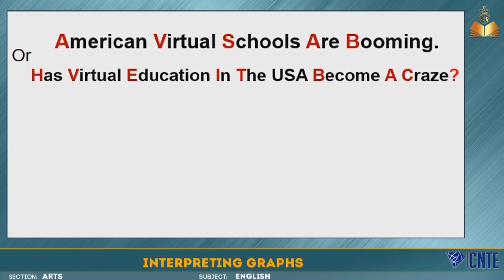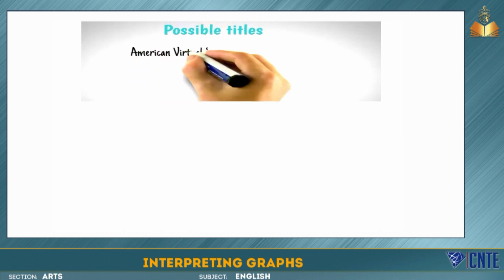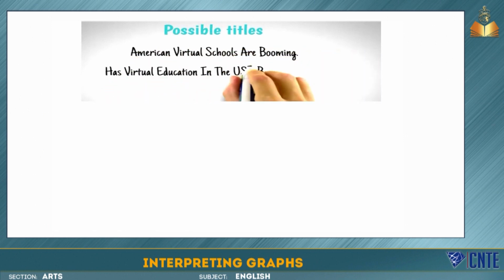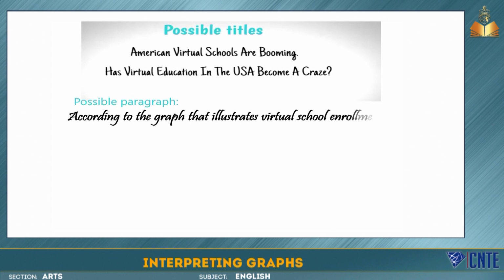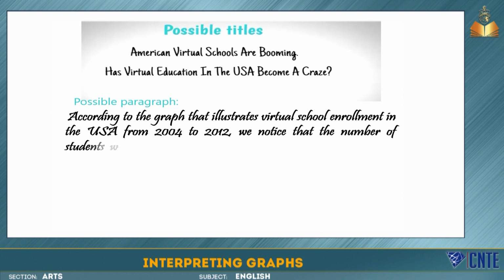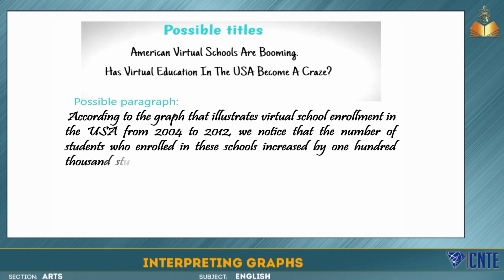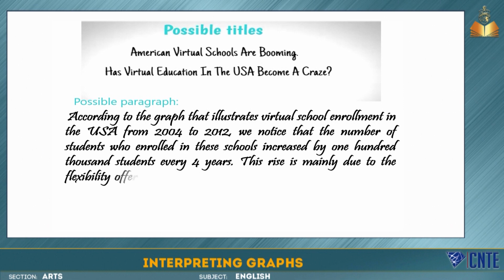Be careful how to spell words in the title, please. Notice that all the words in the title have to be capitalized. Now here's the sample report. American virtual schools are booming, or has virtual school education in the USA become a craze? According to the graph that illustrates virtual school enrollment in the USA from 2004 to 2012, we notice that the number of students who enrolled in these schools increased by 100,000 students every 4 years. This rise is mainly due to the flexibility offered to them.